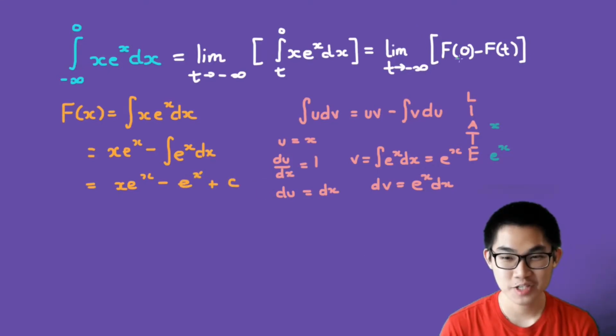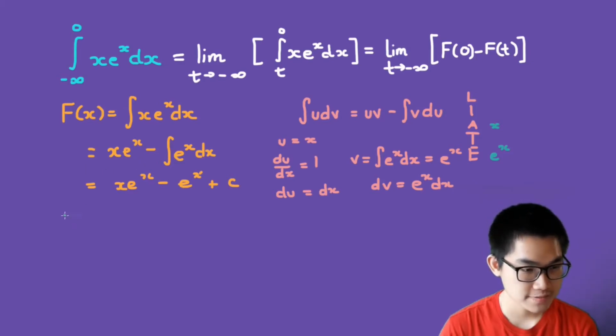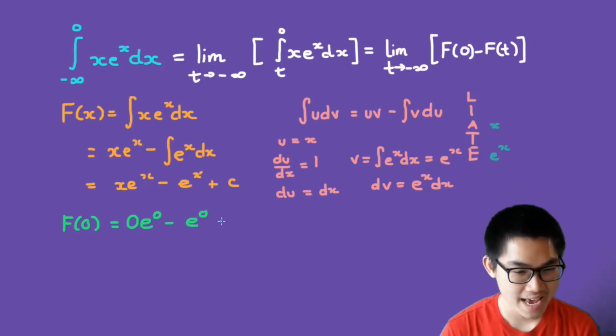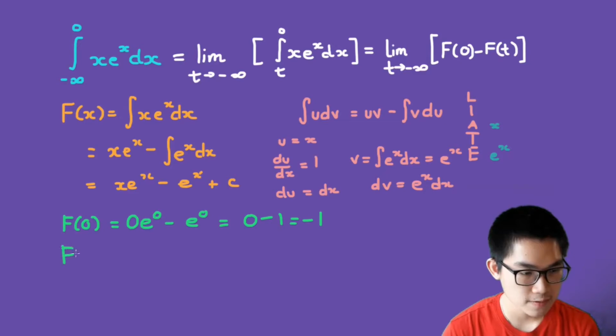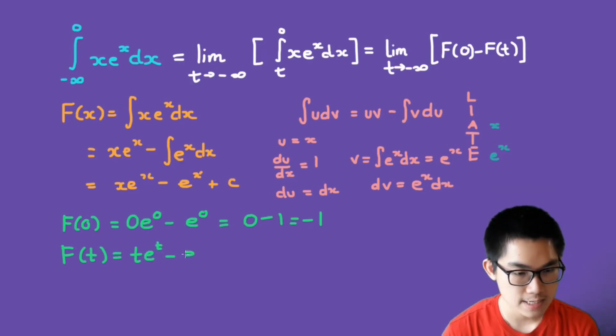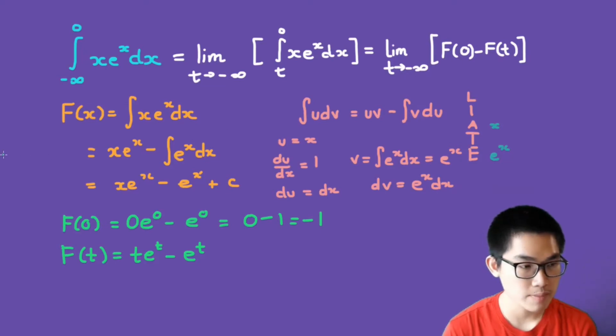What is f of 0 and what is f of t? Well, let's find out together. So f at 0 will be 0 times e to the power of 0 minus e to the power of 0. And this would just be 0 minus 1, which is negative 1. For f of t, it will be t times e to the power of t minus e to the power of t. So using what we have, we should put it back into our limit.